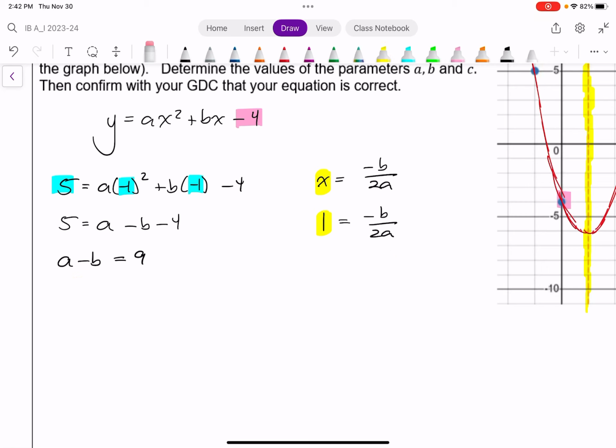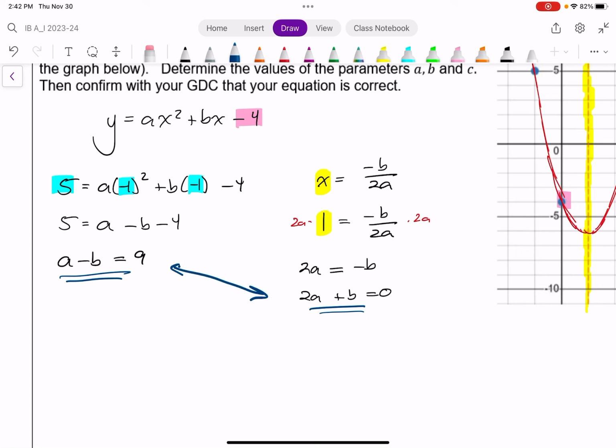I'll know everything. And so with that said, I would like to clean up this equation. I'm going to multiply both sides by 2a to make it a little bit nicer. So I have just 2a equals negative b, or add b to both sides. I have 2a plus b equals 0. All right, so I can now solve a system. a minus b equals 9, 2a plus b equals 0. I could solve this in many ways. I'm going to solve this algebraically because the equations are quite nice.